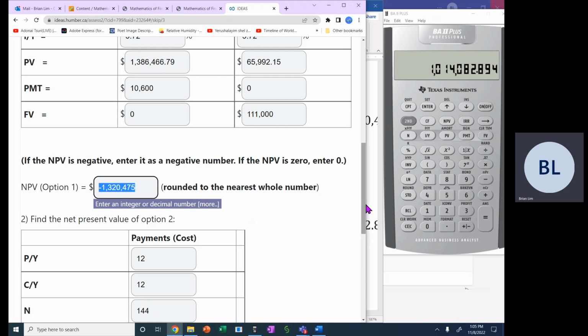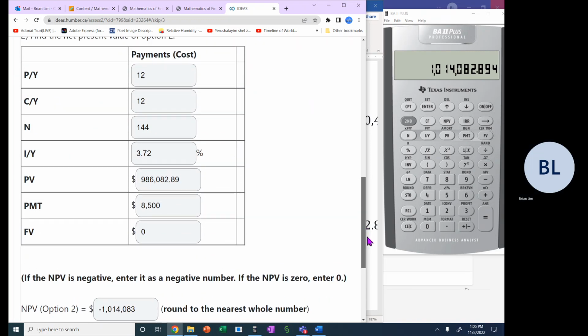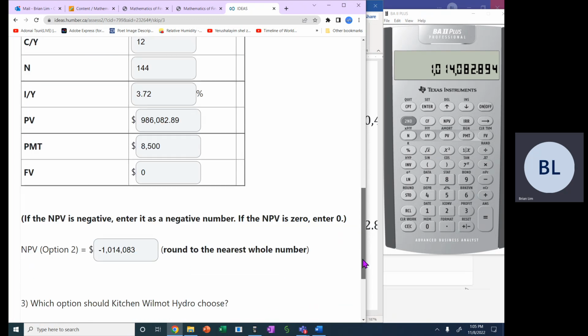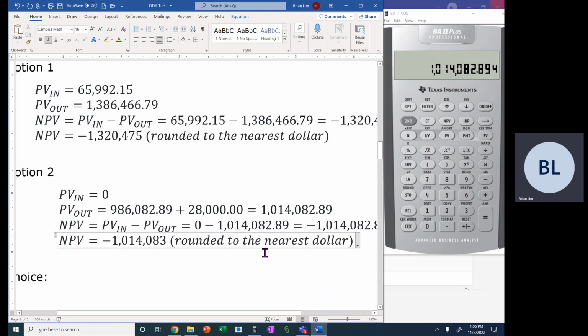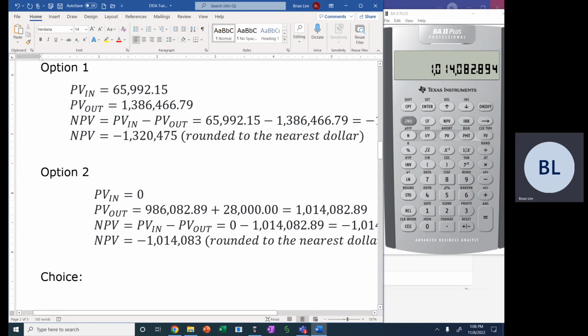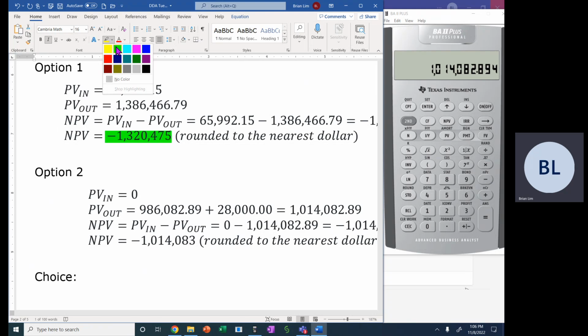Now, hopefully, if I can have them both on display at the same time, it's not that easy. Okay, so let's go instead to the Word document. We might be able to see it better. So this is option number 1, right? This is the net present value. All right, but it's negative, remember. Okay, so if we can just maybe highlight it a little bit, there.